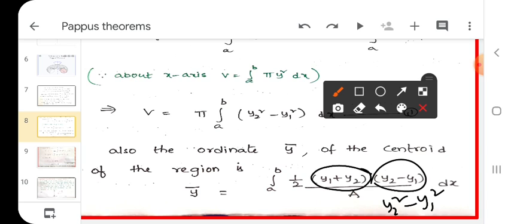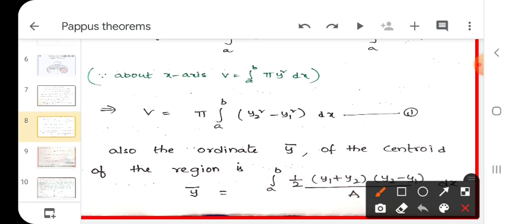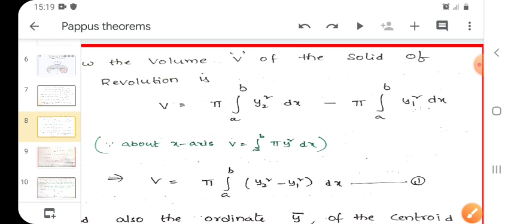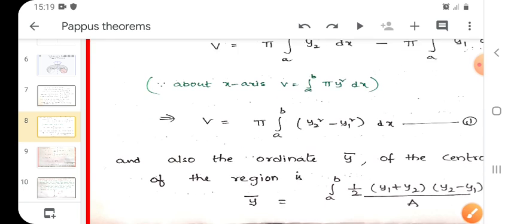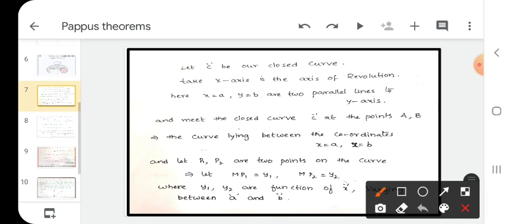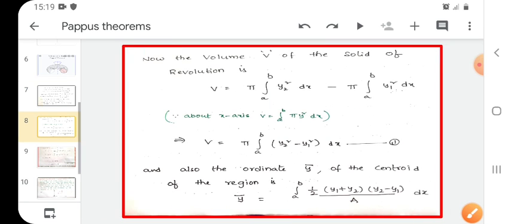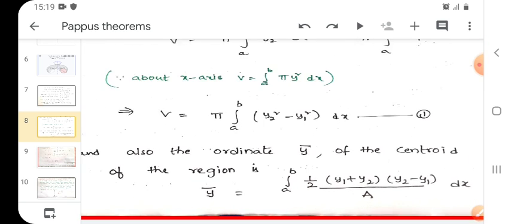Is it clear or not? This capital A denotes the area. Area means one constant value. So 1 by 2 is also a constant here, A is also constant, and y1, y2 are functions of x. Already here we wrote, see here, where y1, y2 are functions of x. So we integrate y1, y2 and I write the constant 1 by 2A outside. Tell me what we have here.